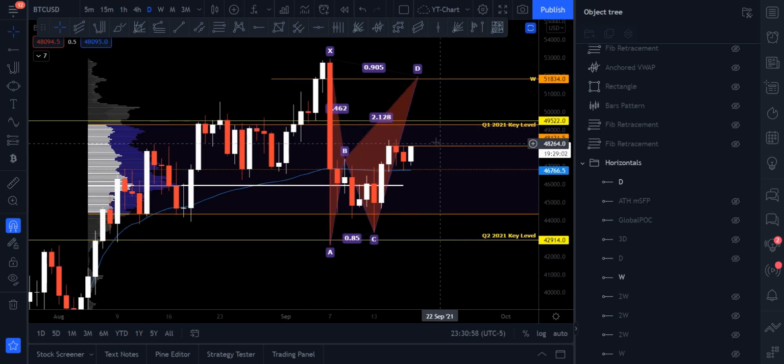Okay, so if we were to see this here, we could see a retracement all the way back down to the B leg of the move, which is 47,500. And if you guys recall on the low time frames here, we do have some key levels coming in there.